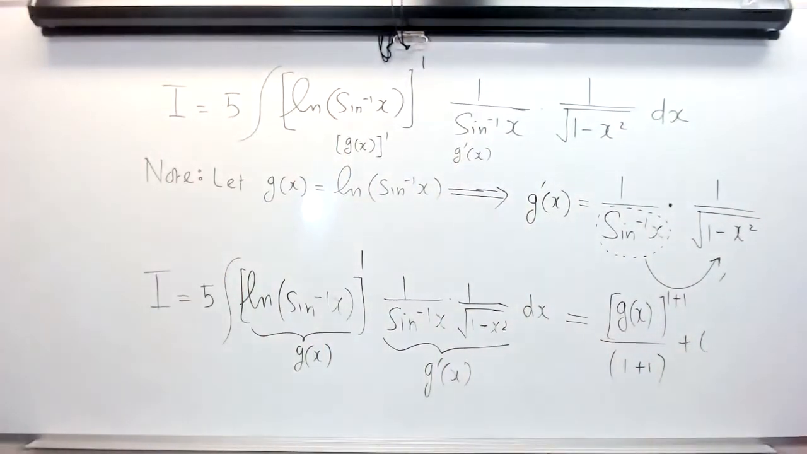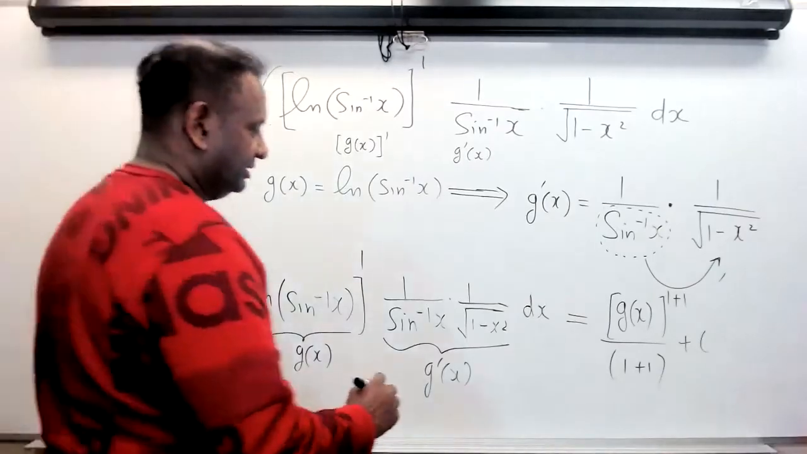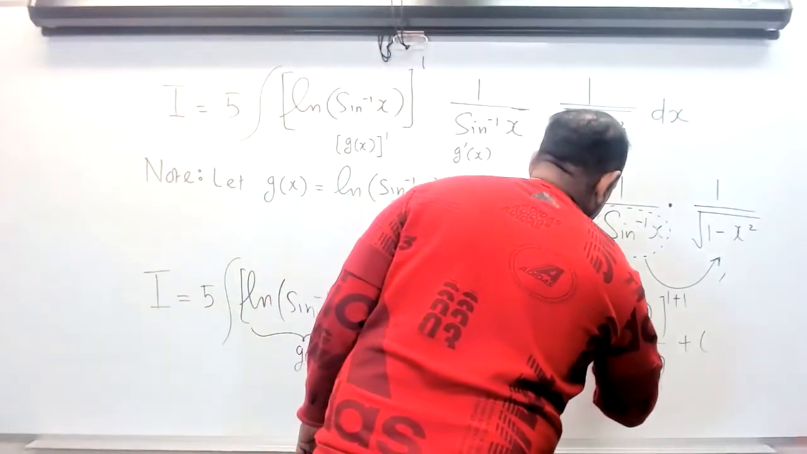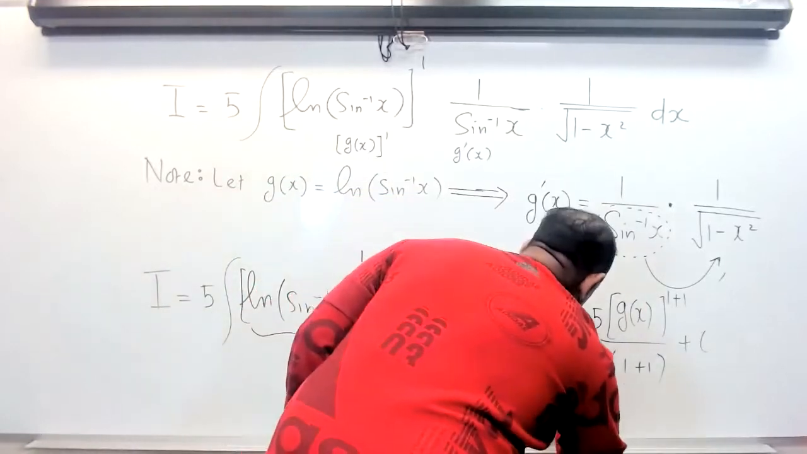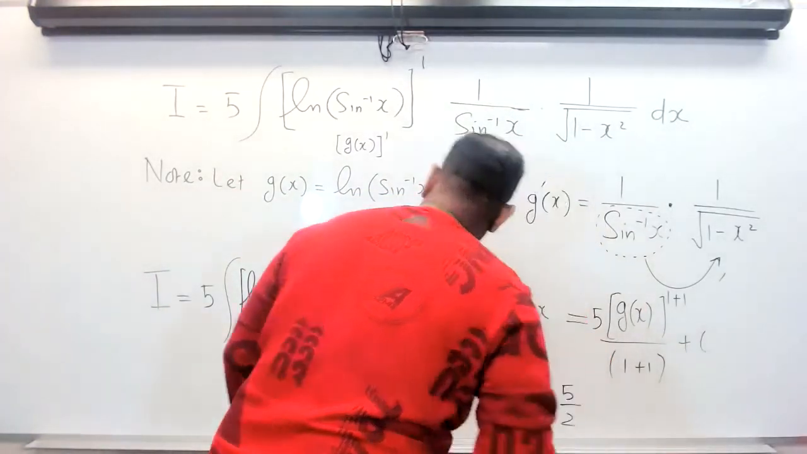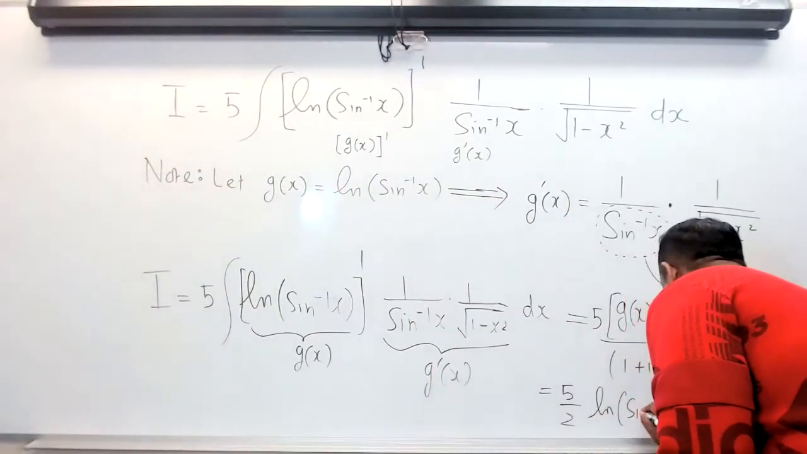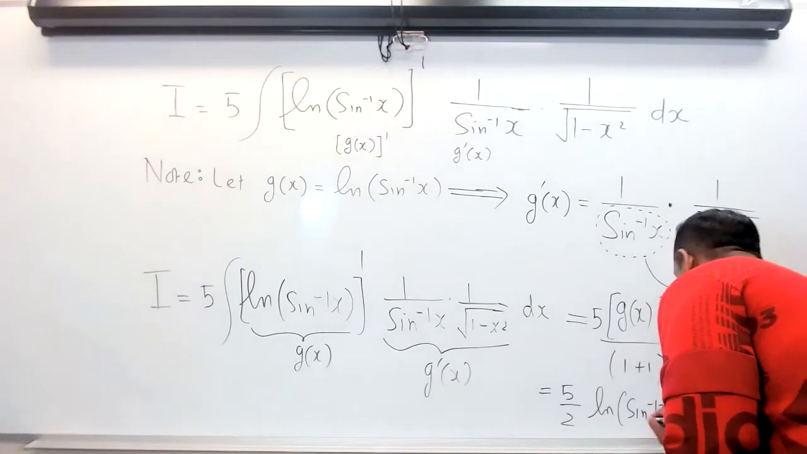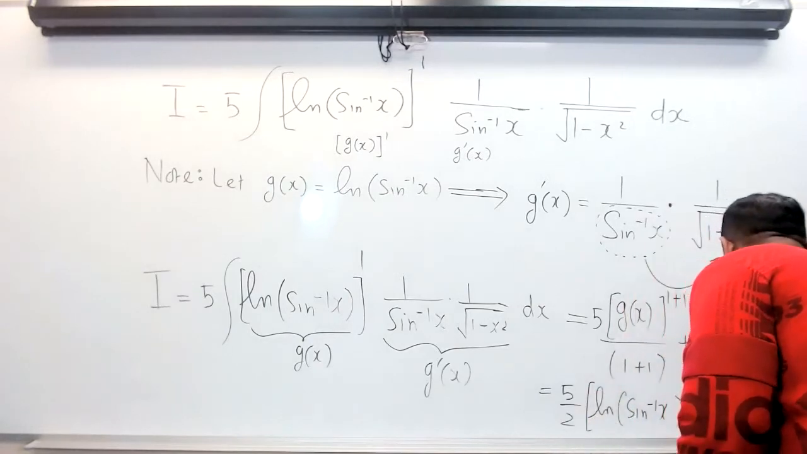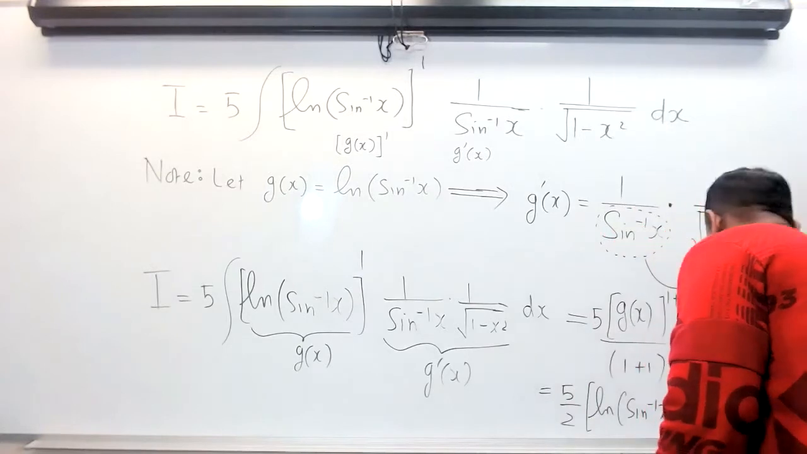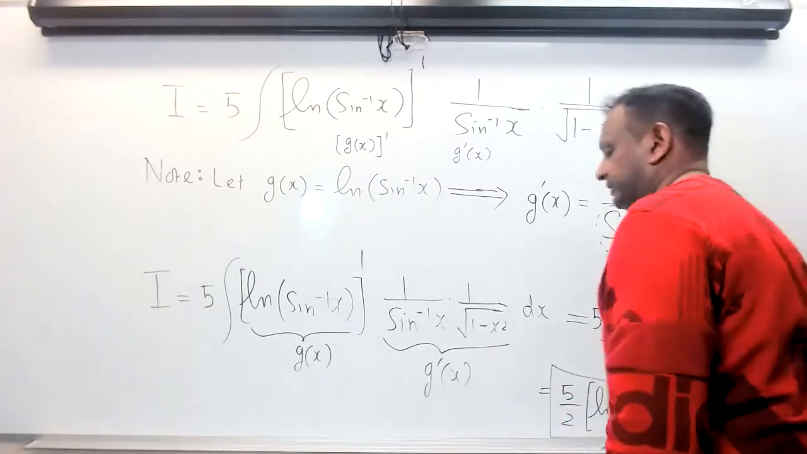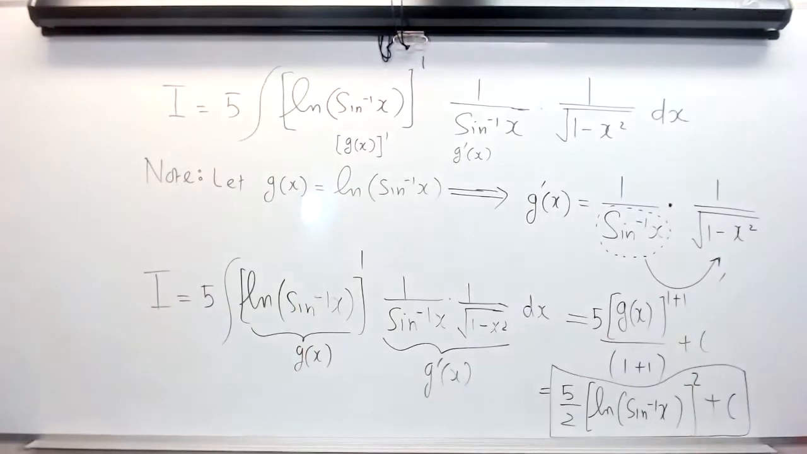Then we're done. Then g(x) is nothing but, oh, we have a 5 too, okay? I'm going to write the 5. Then 5 over 2, g(x) is nothing but ln(sin⁻¹x) whole thing to the power of 2, plus c. That's it. Okay? That's the answer. Very easy, not hard.